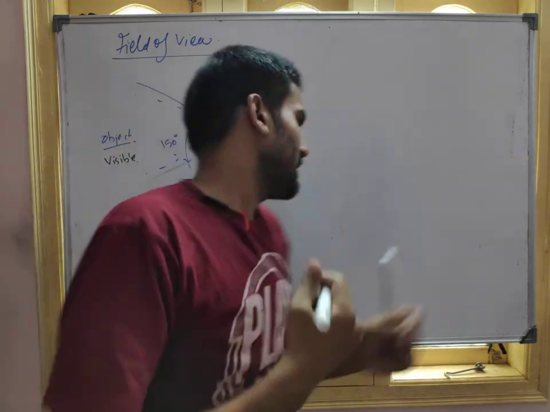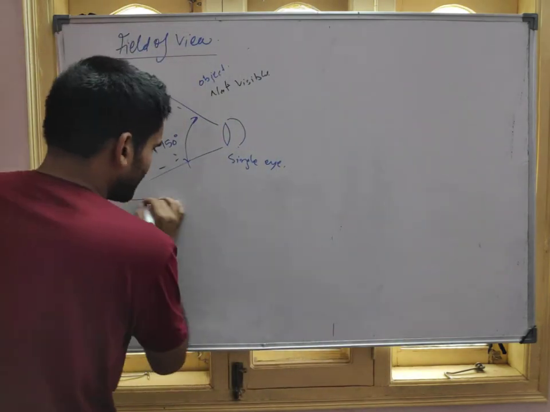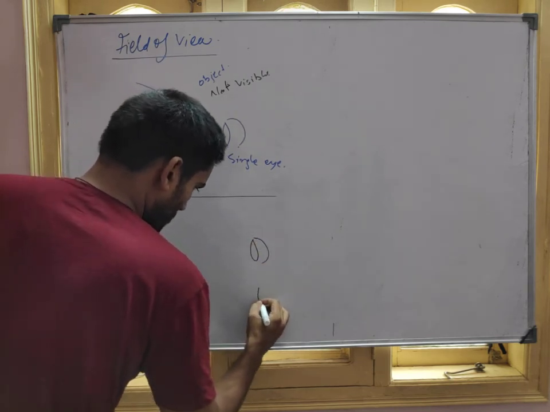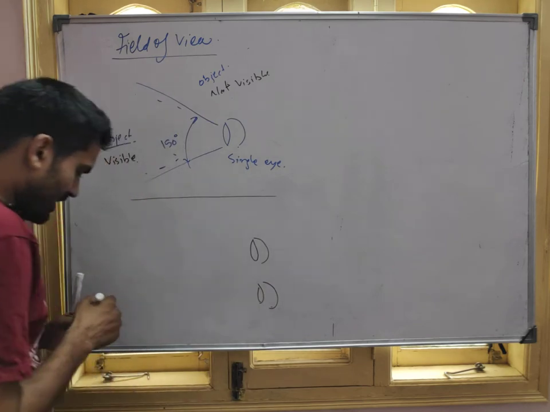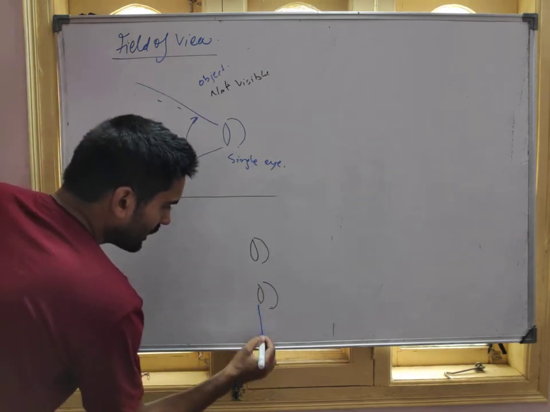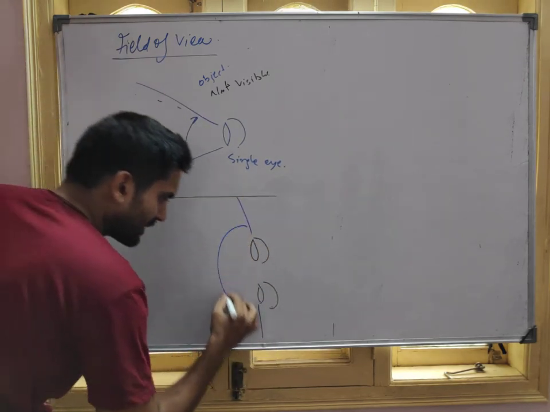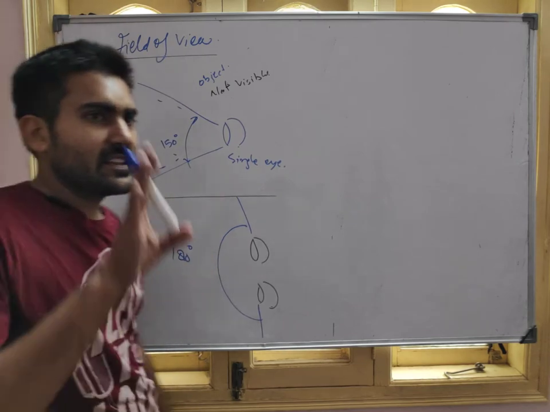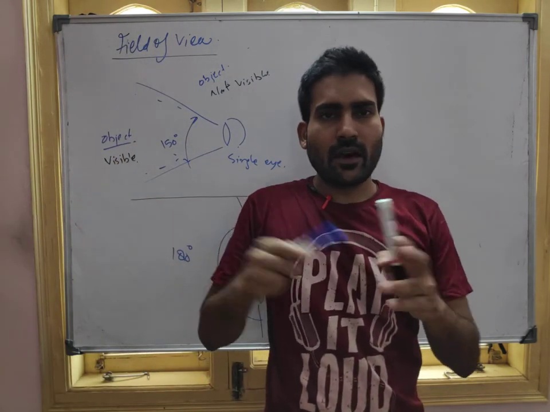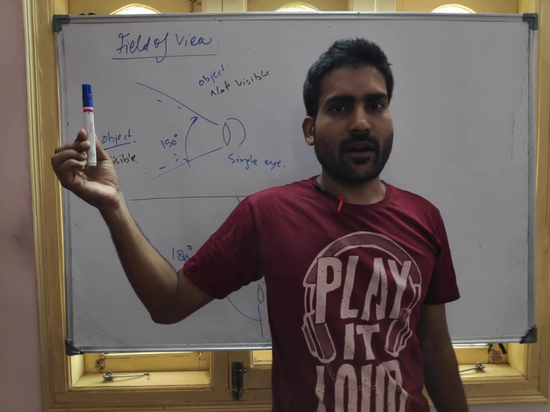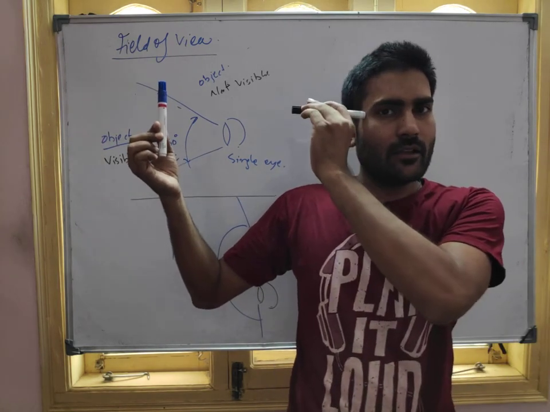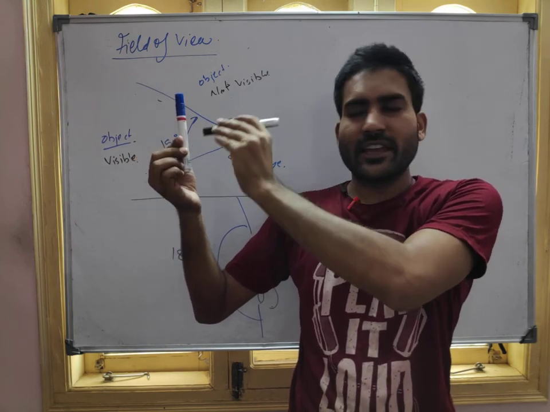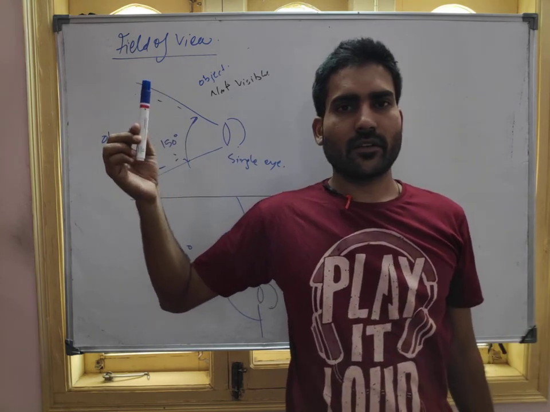It means if we have two eyes, then the field of view will be like this, and this angle is 180 degrees. It means if I keep the marker here, I can see the marker. See, what is the angle between here? See, 180 degrees. But I can see the marker from here.